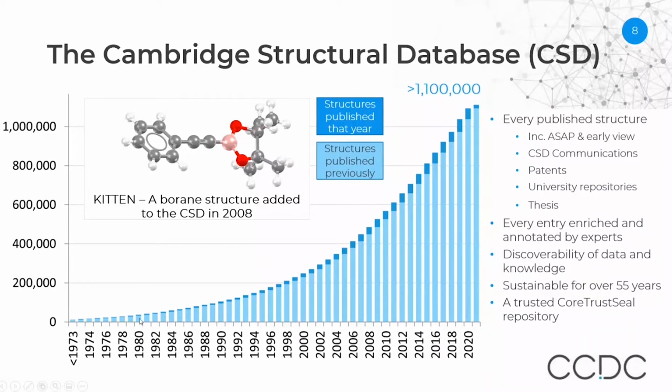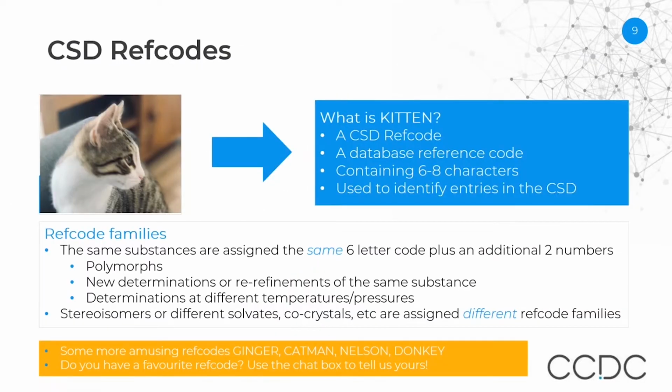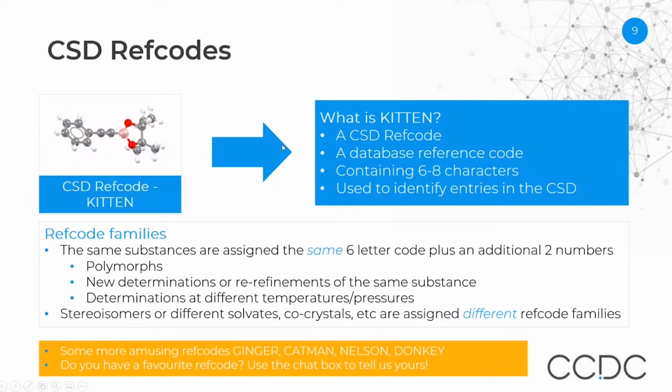You can see the growth of the CSD here, and one of the structures in the repository known as Kitten. Hopefully we all remember what Kitten is. As well as being a cute cat, it is a CSD refcode, which is our database reference code containing 6 to 8 characters.